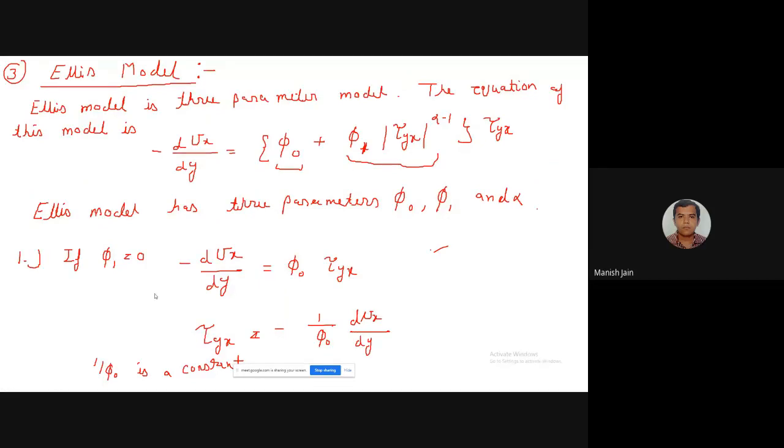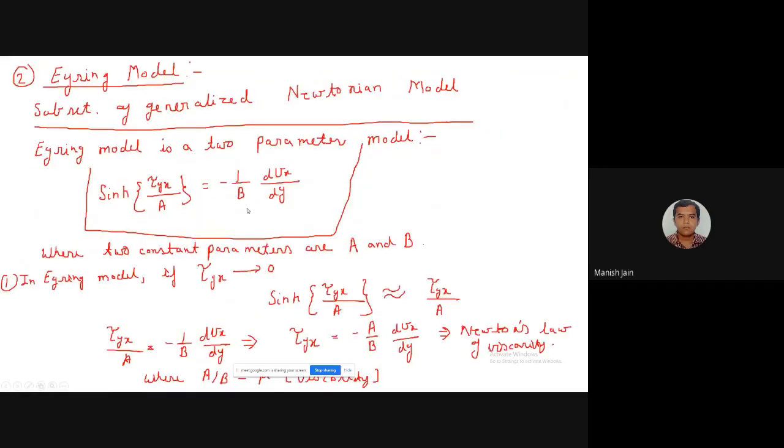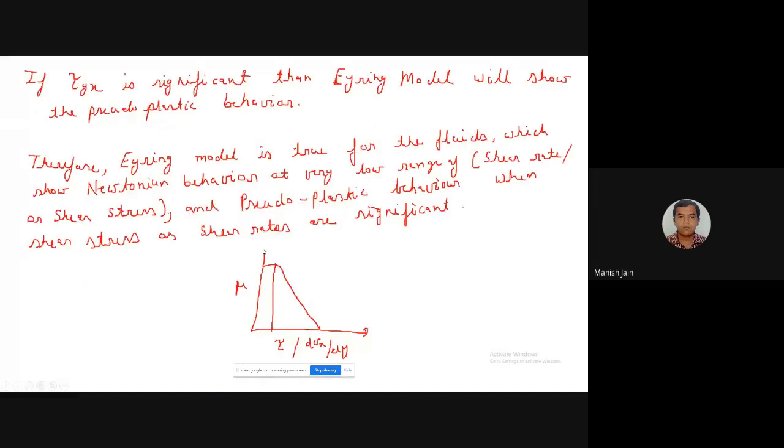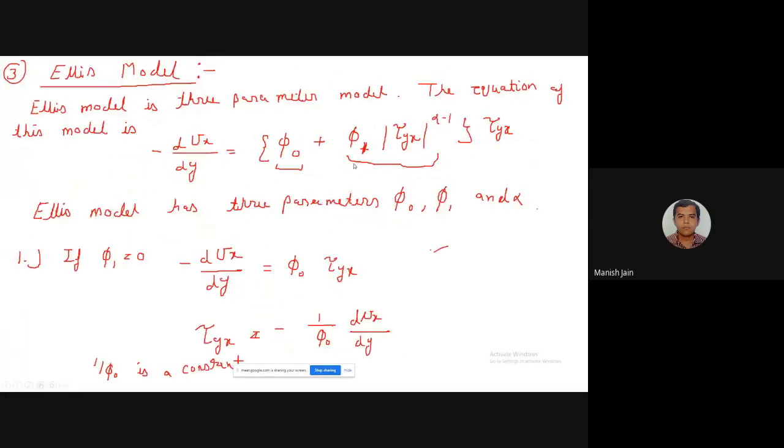Now the third model is the Ellis model. The Ellis model is a 3-parameter model. The Eyring model is a 2-parameter model, where a and b are the 2 parameters. The Ellis model is a 3-parameter model, where phi naught, phi 1 and alpha are the 3 parameters. Here again you have different limiting cases.